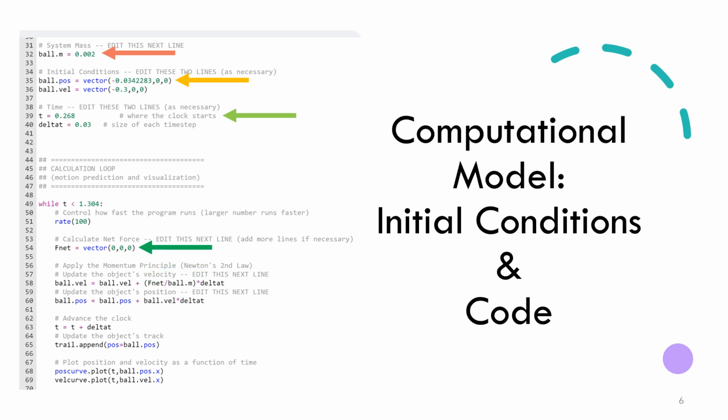Now down here in our loop, you can see that our net force is set to 0 to maintain constant velocity. Also, as mentioned before, our position update formula and velocity update formula are used to plot each data point as time passes in delta t increments.